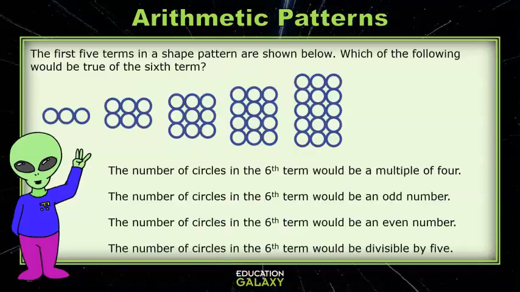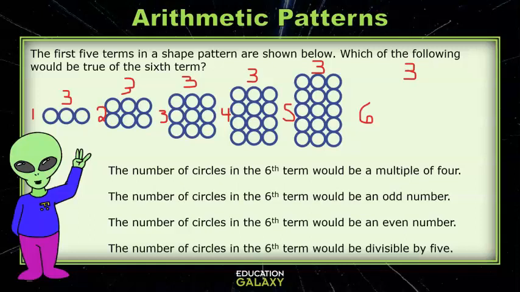Here's a picture pattern. The first 5 terms in a shape pattern are shown below. Which of the following would be true of the 6th term? Let's see. The first shape is 3 columns by 1 row. The second shape is 3 columns by 2 rows. Then 3 by 3, 3 by 4, and 3 by 5. The columns are staying the same, but the rows are increasing by 1 each time. That means the next shape would be 3 columns and 6 rows.